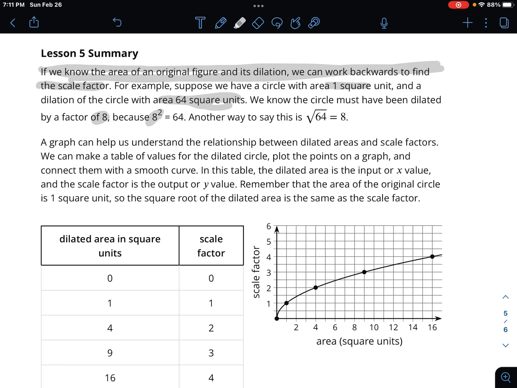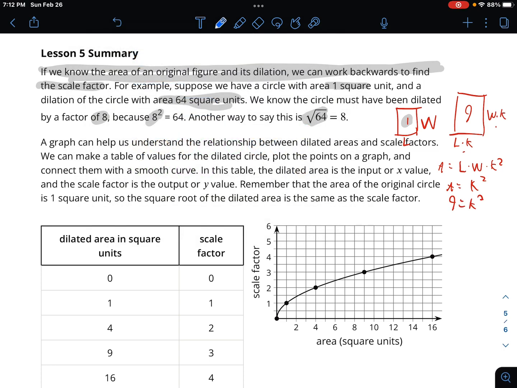Whatever your number is that you multiplied by, you can always take the square root of it to find the scale factor. So for example, in the problem where you had the length and width of a painting equal to 1, and you wanted to find the scale factor for the actual area, you had length times k, width times k, so you have length times width times k squared. We know length times width is equal to 1, so we get k squared, and this entire thing is equal to 9. If you take the square root of both sides, you find the scale factor is just 3.